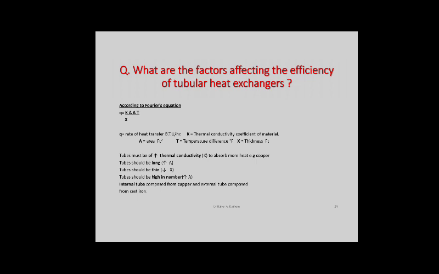What are the factors affecting the efficiency of a tubular heat exchanger? According to Fourier's law, tubes must be of high thermal conductivity, tubes must be long, tubes must be thin, and tubes must be in high number.